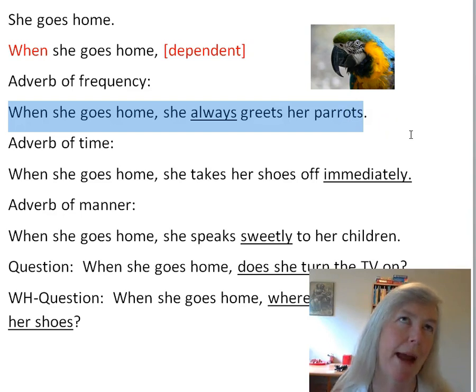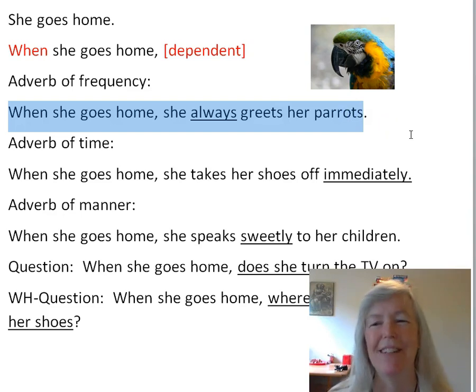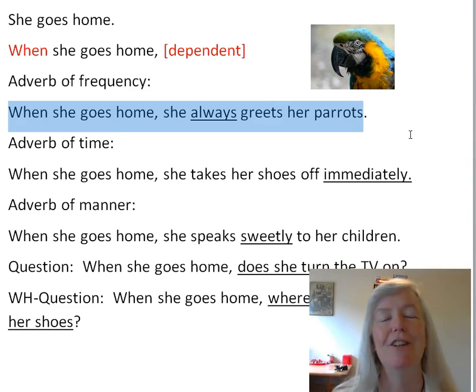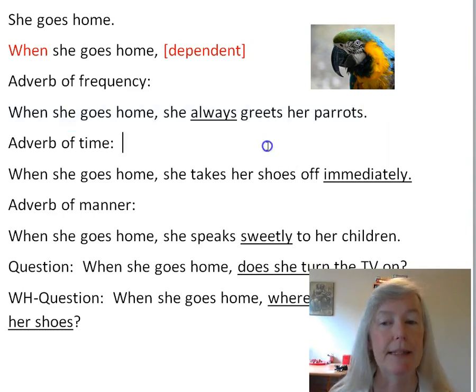I never had a parrot. I had a cockatiel, but parrots are lovely. They're big, and they live a very long time. So when she goes home, she always greets her parrots.